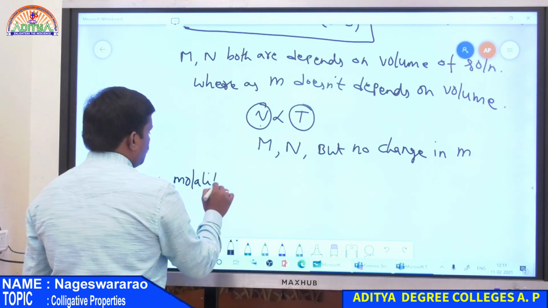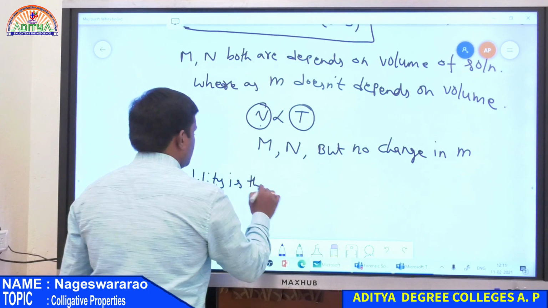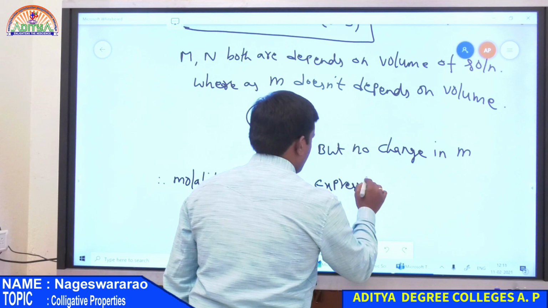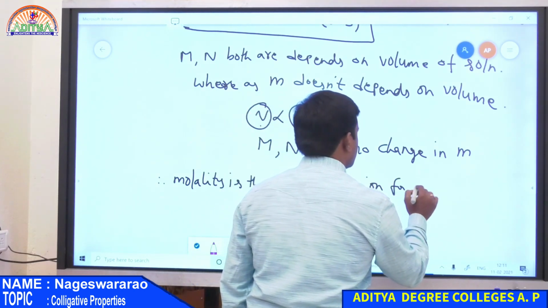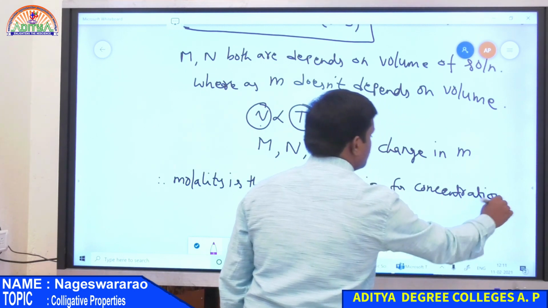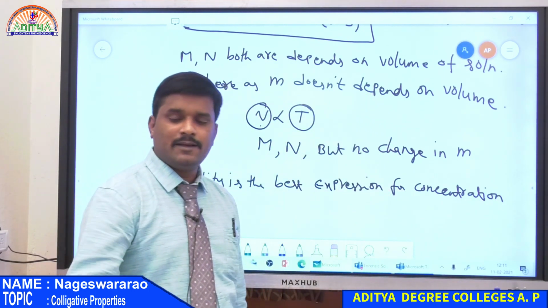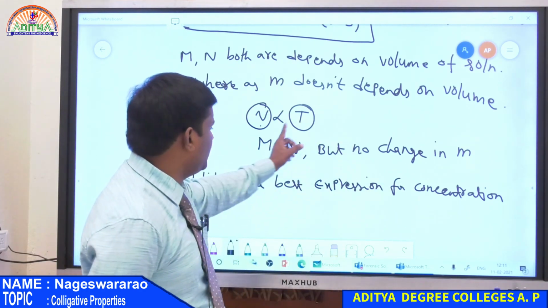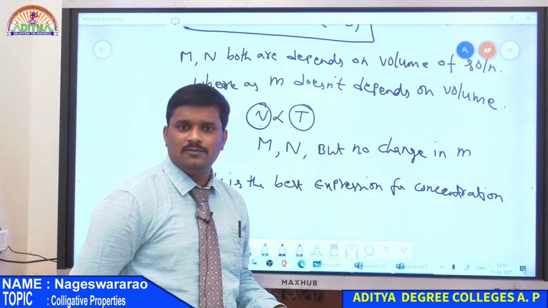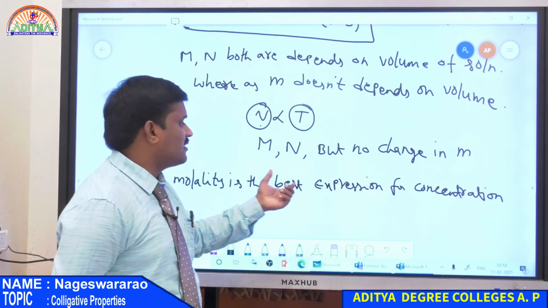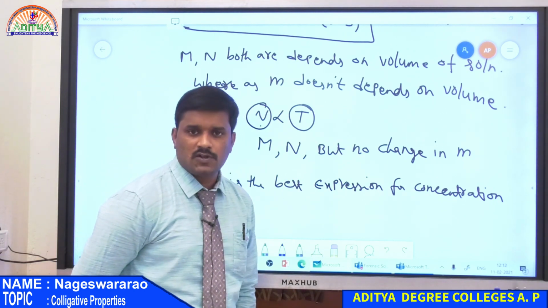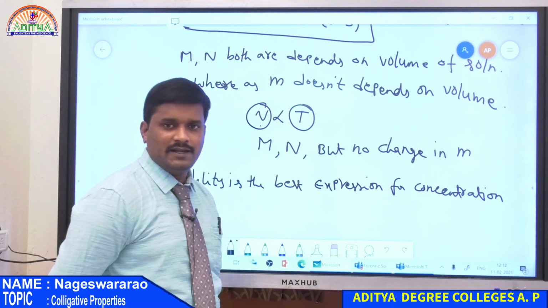Therefore molality is the best expression for concentration, because it does not depend on volume. Volume depends on temperature. Therefore as the temperature changes, the concentration in terms of molarity and normality both change, because both depend on volume. Here molality does not depend on volume, that is why this is the best expression for the concentration of a solution. So this is about molality.